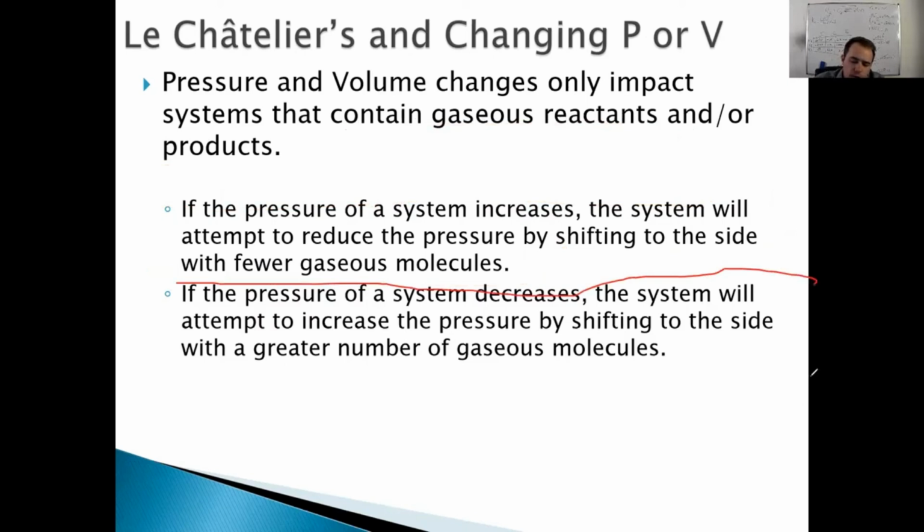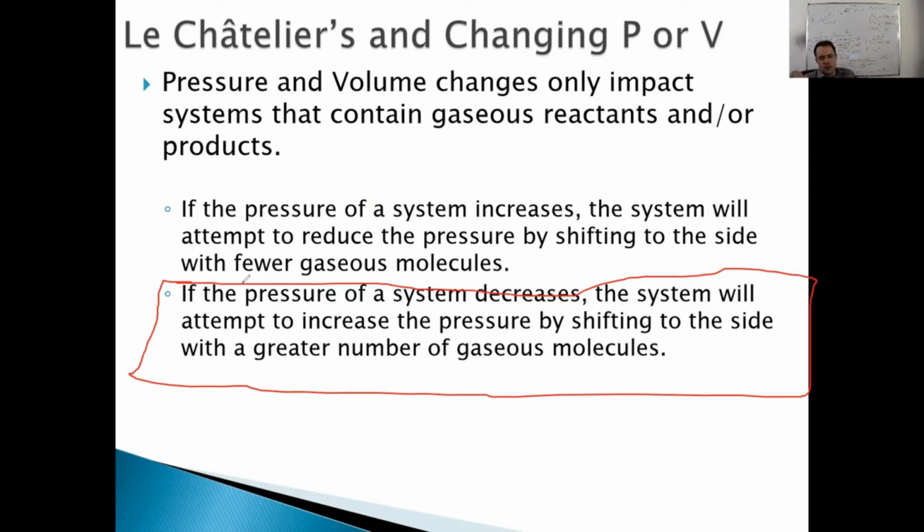Conversely, if I decrease the pressure of a system, then the reaction is going to shift to the side with more gaseous equivalents to try and reestablish equilibrium. So if I decrease the pressure, the system's going to go to the side that has more gas particles to try and bring the pressure back up. Let me show you what that would look like.